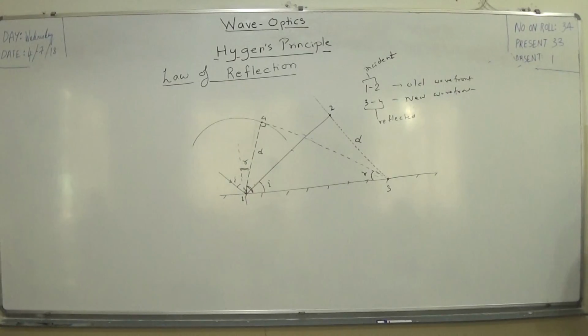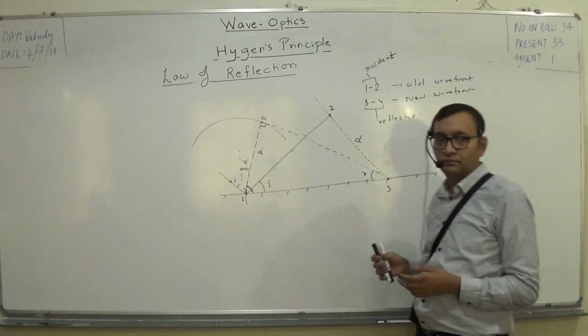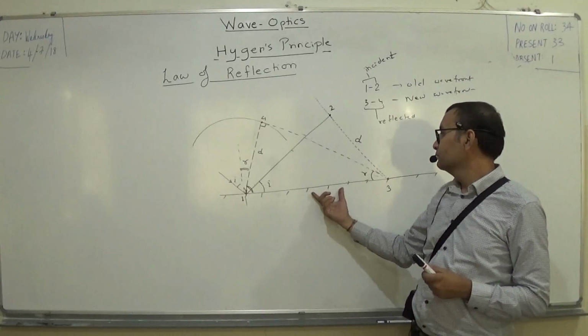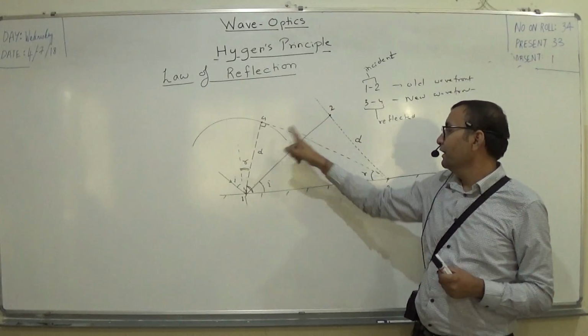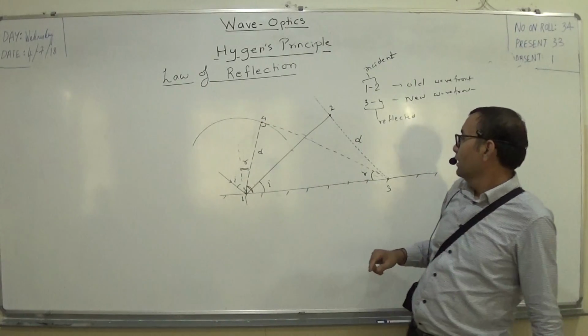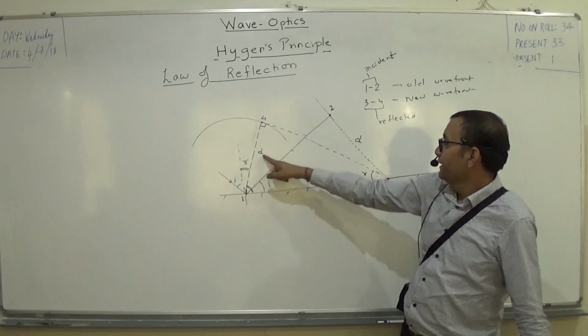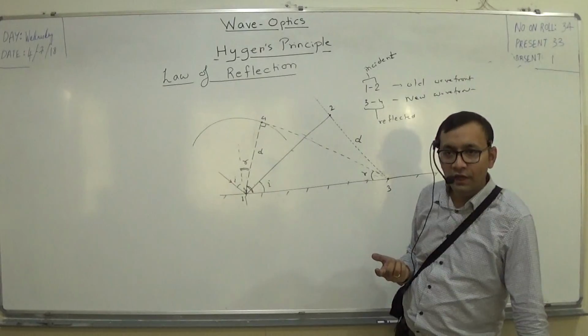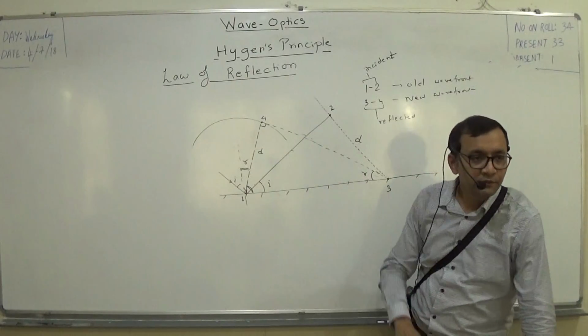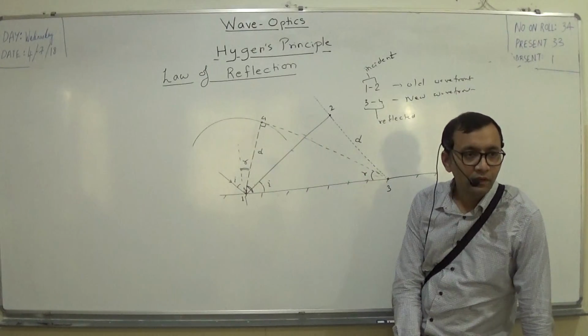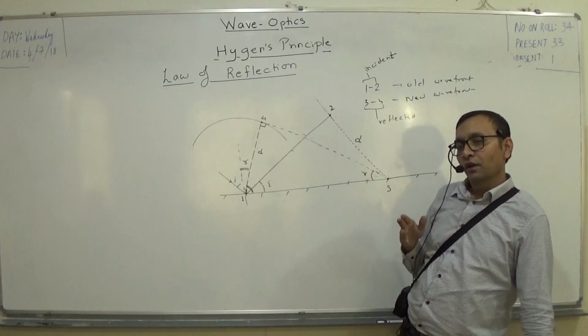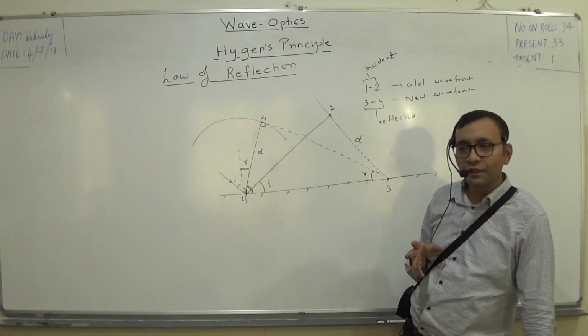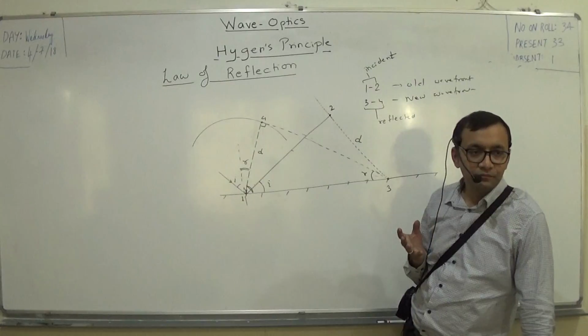So yes, sir. Similar, congruent triangles. This side is common. This is 90 degrees. DD. And what else? Distance is D, and DD. Okay? So these two angles automatically become equal. So we have proved the law of reflection using Huygens' principle.